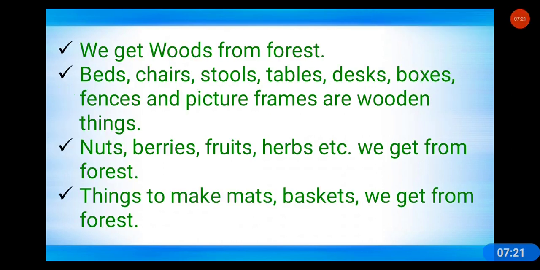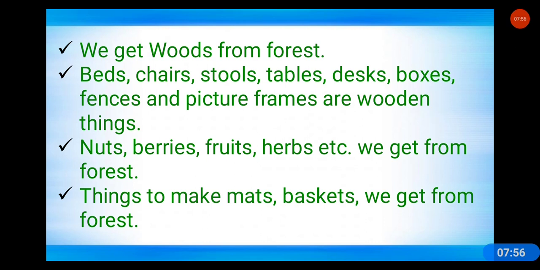Let me tell you, okay? We get wood from forests. What are the things we get? First thing, we get wood from the forest, and wood is mainly used for making furniture and wooden things such as beds, chairs, stools, tables, desks, boxes, fences, and picture frames. These are the wooden things that we make from the wood which we get from the forest.